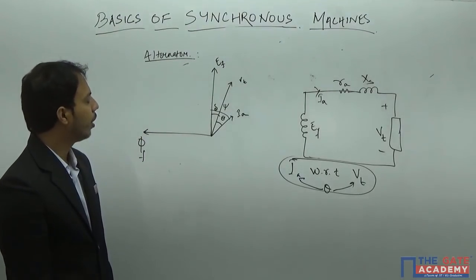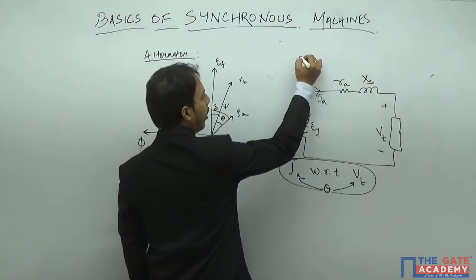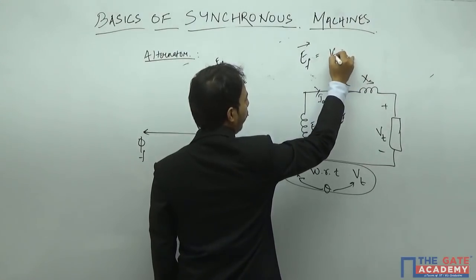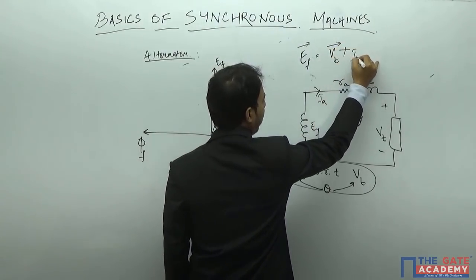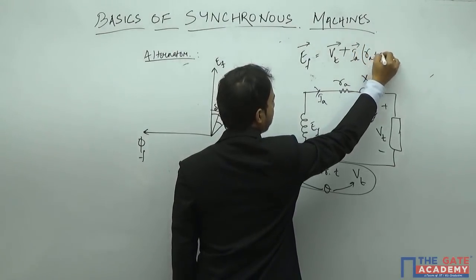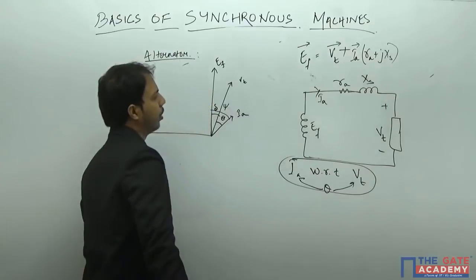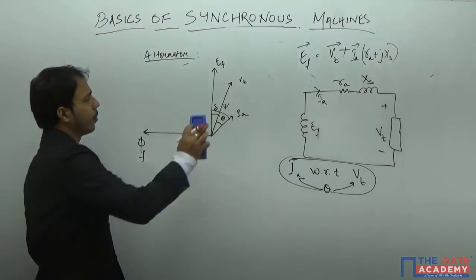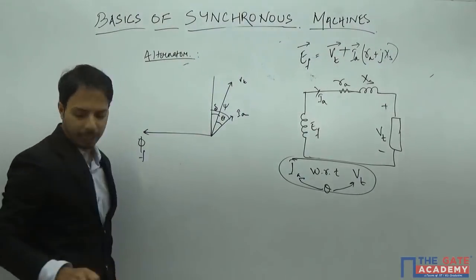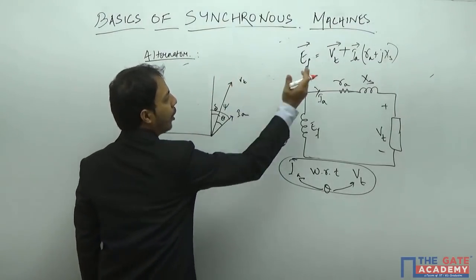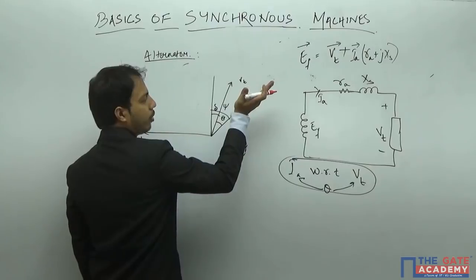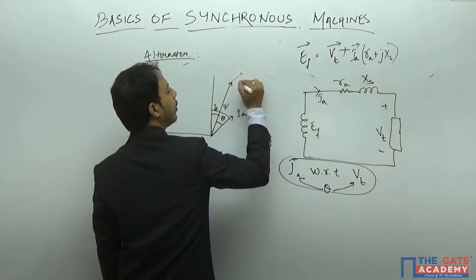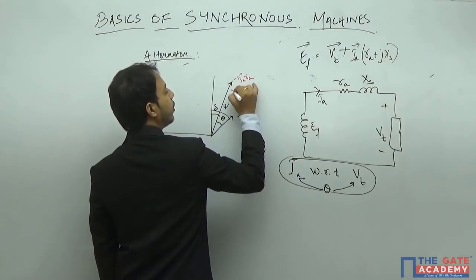Now if we write the equation here, it will be EF is equal to VT plus IA into RA plus jXS. So now let us draw it. I don't know how much my EF is, let me calculate my EF. So this is VT, now VT plus IA RA. IA is along this side, so my IA RA will also be along this side. So let us say this much is IA RA, this is VT.